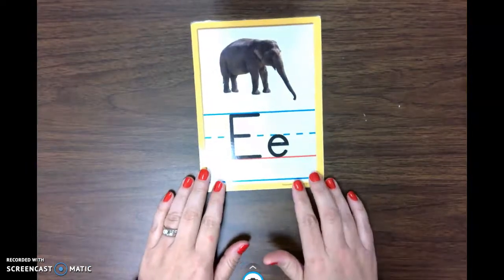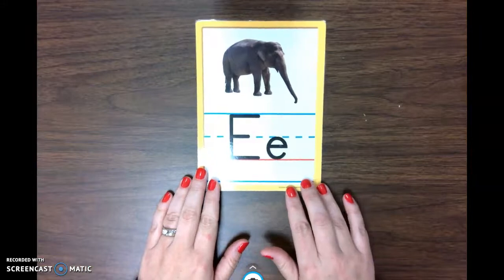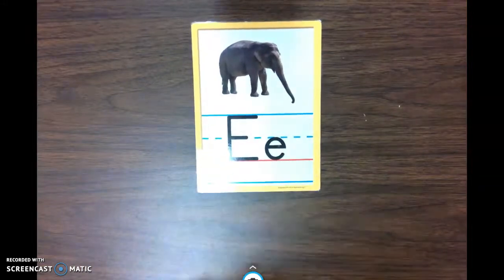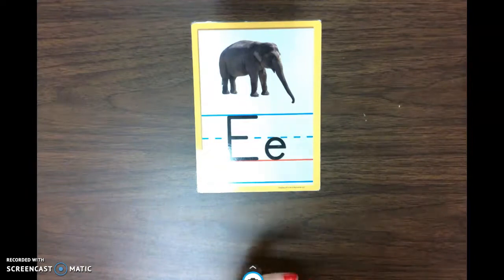Today we are talking about this letter again. Who remembers the name of this letter? This is E. And E is a vowel, which means it makes two sounds. It goes E. Let's say that together.